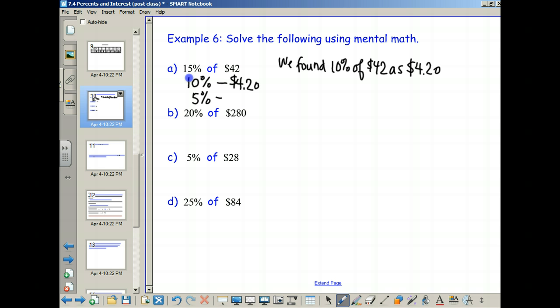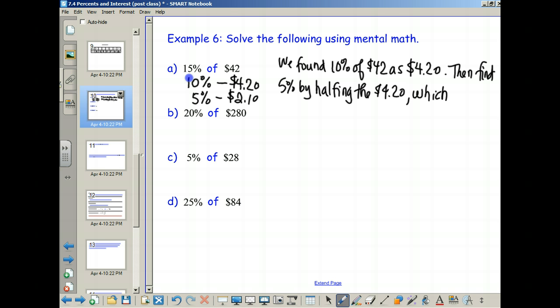And then we find 5% by dividing the 4.20 in half. Yeah? Because 5% is half of 10%. So what would that be on this number? 2.10. So then we find 5% by halving, or dividing in half, the 4.20, which is 2.10. Then what would we do? Then you add together. There's no subtracting. You just add them. Yeah. And add 4.20 plus 2.10.